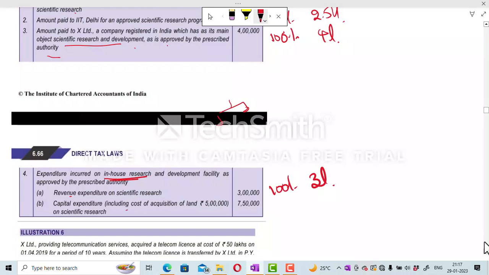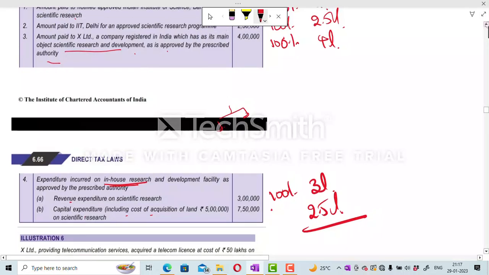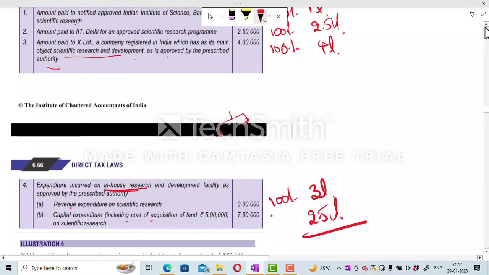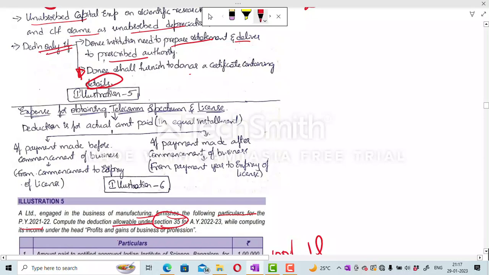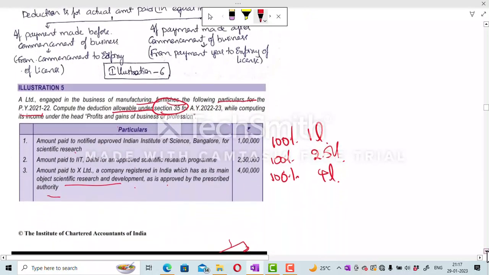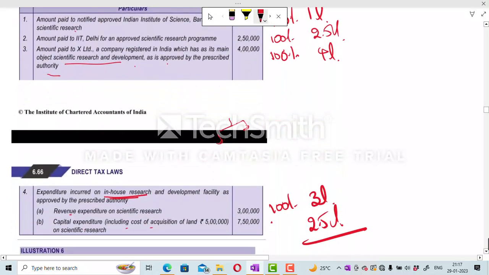Capital expenditure including cost of acquisition of land, 5 lakhs, 7 means only 2.5 lakhs is allowed. Okay. What is the total amount? 1 lakh plus 2 lakh 50,000 plus 4 lakhs plus 3 lakhs plus 2 lakh 50,000. Total 13 lakhs is available.